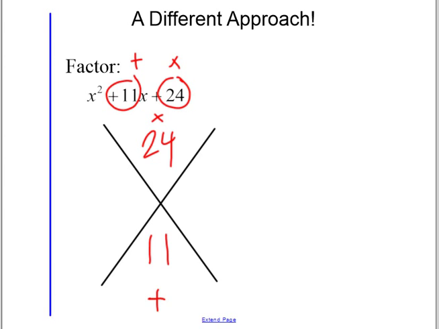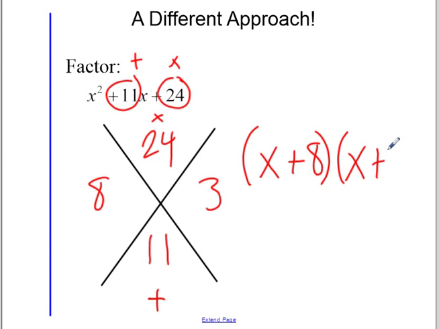There must be another set of numbers, another pair of numbers, that do make 24. Let's try 8 and 3. 8 and 3 make 24. 8 plus 3 do make 11. Check to make sure that your negative signs and positive signs are all working. Positive makes a positive number through multiplication. A positive plus a positive comes out with a positive number in addition. So this pair of numbers, the 8 and the 3, work for my puzzle, work for the magic X. So now I can go ahead and write my answer. X plus 8 because it's a positive 8, and X plus 3 because it's a positive 3.